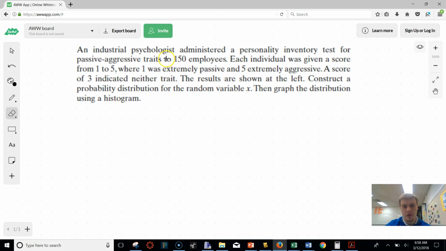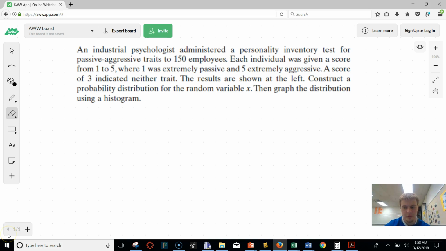Okay, so we're going to construct a probability distribution, and it says in Industrial Psychology Administration, a personality inventory test was given to 150 employees. Each individual was given a score from 1 to 5, which was extremely passive to extremely aggressive. A score of 3 was neutral. The results are shown to the left. Construct a histogram for the probability distribution of X and then graph it.